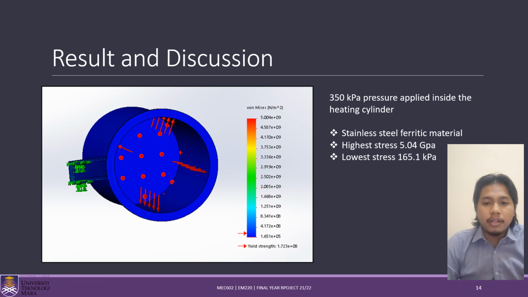In the finite element analysis simulation, the analysis is conducted on 3 main parts of the retort chamber, which are the heating cylinder, the base, and the door cover of the food retort chamber. As you can see here, the heating cylinder is applied with 350 kPa inside of it, and we can see the highest stress exerted from the von Mises stress is 5 GPa. The lowest stress is 165.1 kPa.